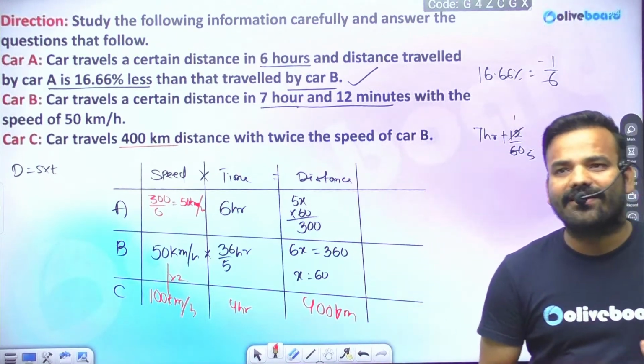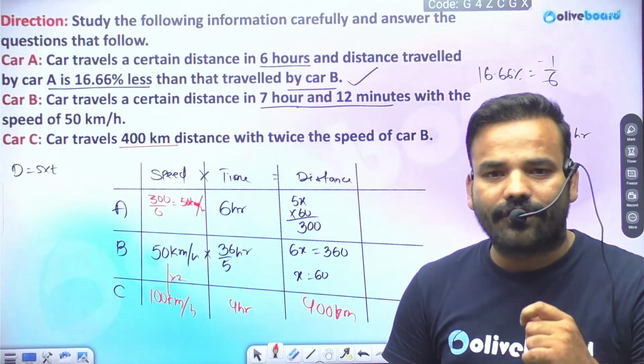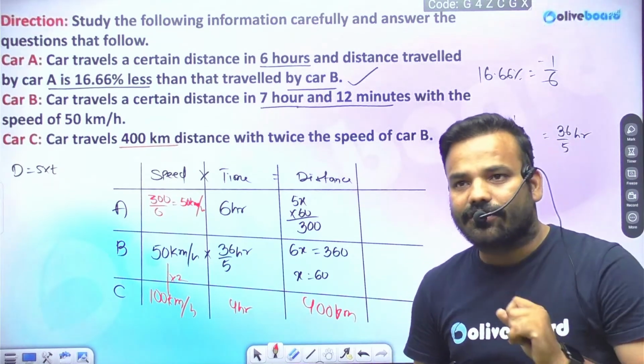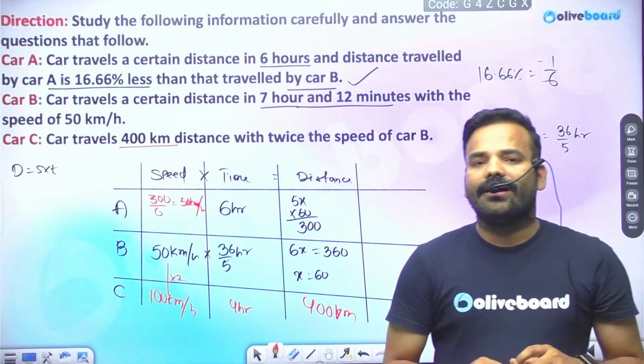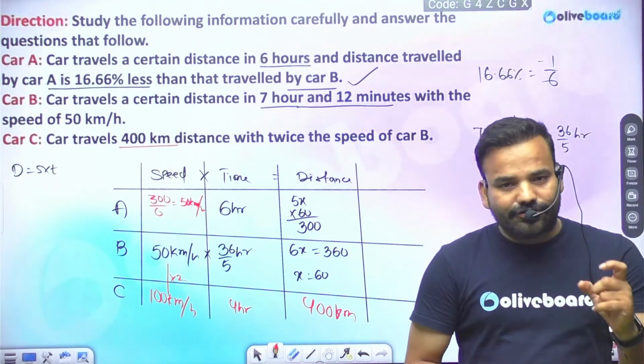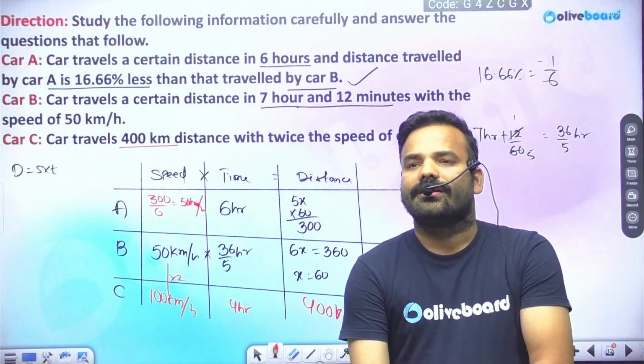And you are definitely having caselets in the examination. It's for sure that you are having caselets and DI and all. So in all the lectures, I will be implementing this DI part also and caselets also. Clear?